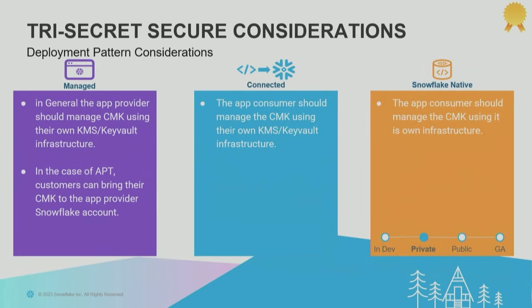Let's see how that plays out in deployment patterns. In general, the app provider manages all the aspects of encryption. There are certain situations where, if you have a managed app with account per tenant, I, as an app consumer, have my key, I can give it to the app provider, and the app provider can integrate that with the underlying Snowflake account. In the APT, in the connected apps and the native apps, the app consumer should manage all the aspects of the encryption and the customer master key.